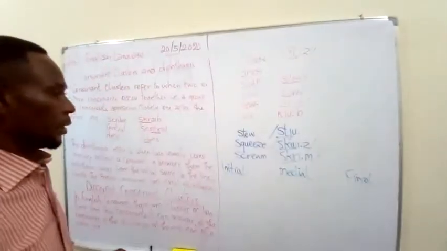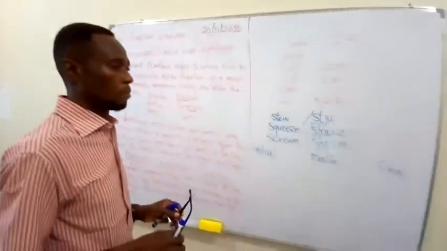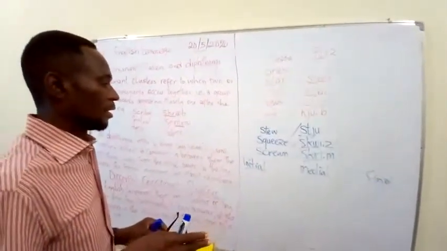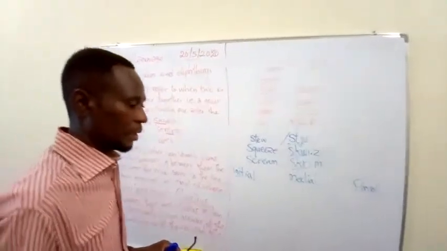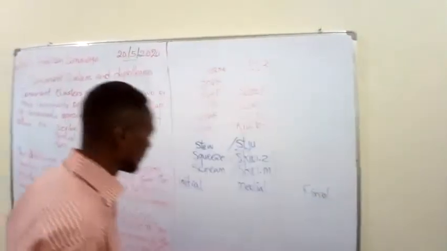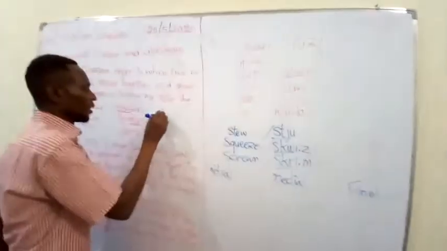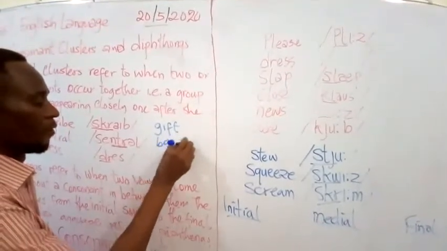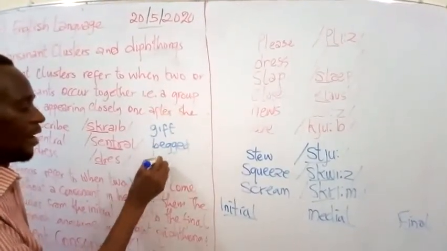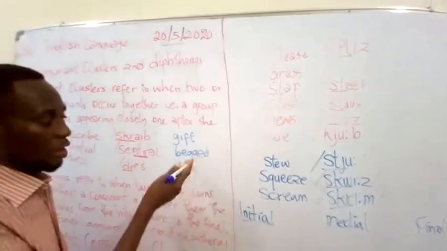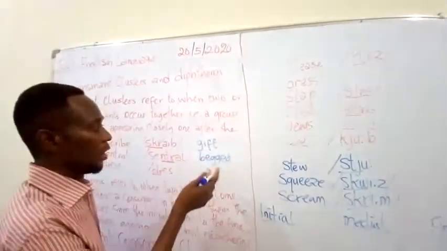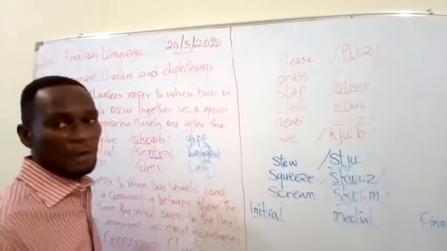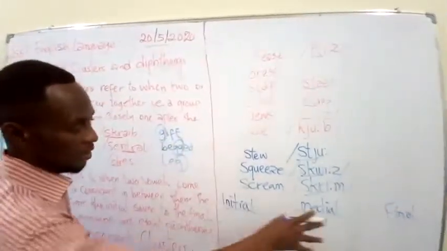For instance, let me give you this one: big, begged, and then leg. Have you seen it there? Though this is not a consonant cluster, I just want to show you the example. Here it is in the beginning, here it is in the middle, and here it is in the final position. So we're going to look at consonant clusters like that.